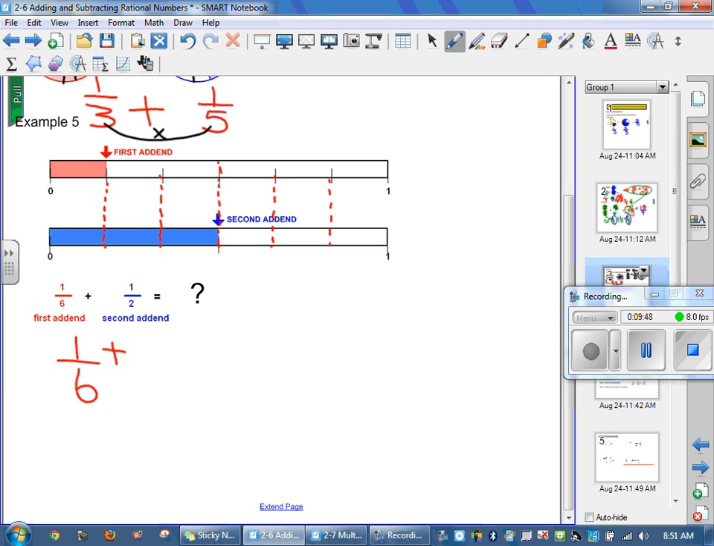So am I able to add those 2 now? Can I add both of them now? Yeah, you can, because the bottom numbers are the same now. So we can take 1 and 3 is 4 out of 6.